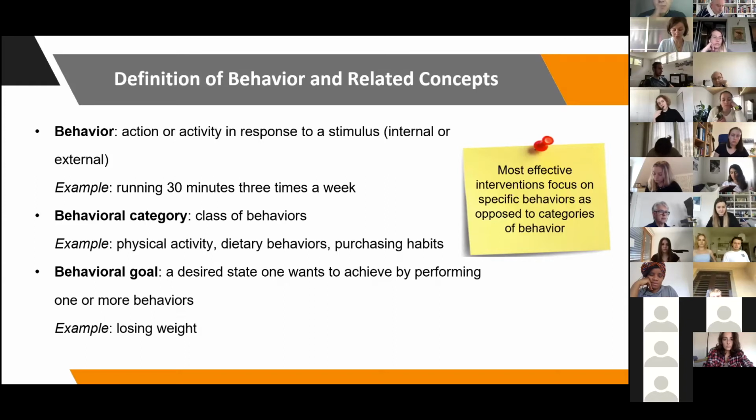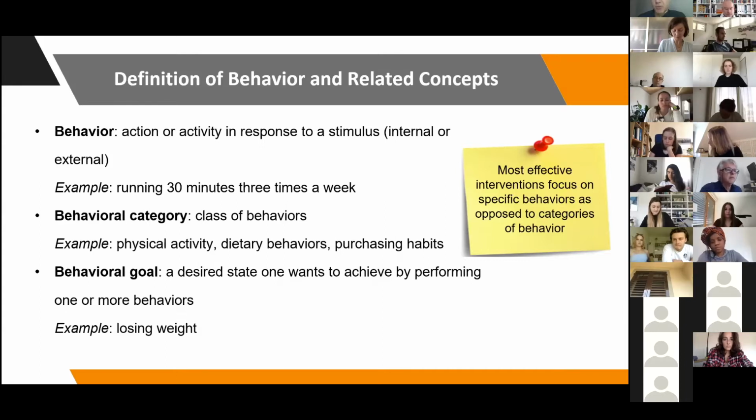The reason why I want to highlight the difference between the two is because interventions are more likely to be successful if they focus on a specific behavior rather than on behavioral categories. So when you want to facilitate a behavioral change, you have to target a specific behavior, because a category of behavior like physical activity encompasses many types of behavior. Some of those behaviors, for example, are habits, and the way that you change a habit is quite different from when you want people to adopt a new behavior. So I think the key message here is when it comes to behavioral change, you should define a specific behavior as opposed to a behavioral category or a behavioral goal.